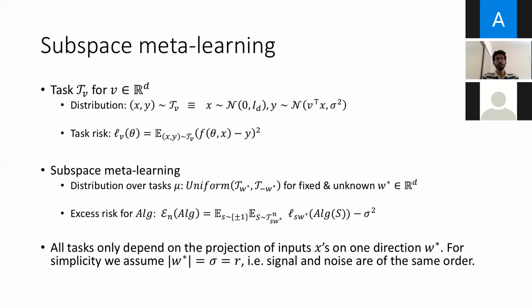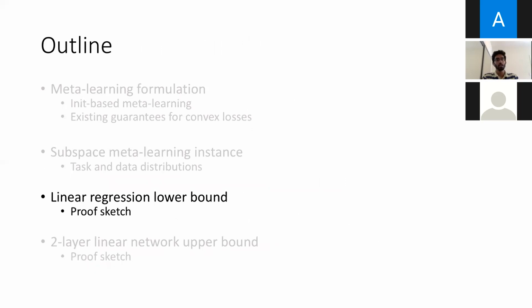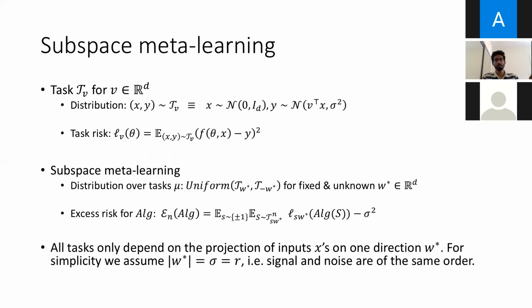And importantly, note that for all the tasks in mu, which is basically the two tasks in mu, the predictions only depend on the projection of X in the direction of W star. If you know that projection, that's sufficient to get zero excess risk, or sigma square risk. And for simplicity, we assume that the norm of W star and sigma are both some constant R. This is just to make the signal and the noise of the same order, and also for simplicity of presentation. Okay, so any questions about the setup, the meta-learning instance?